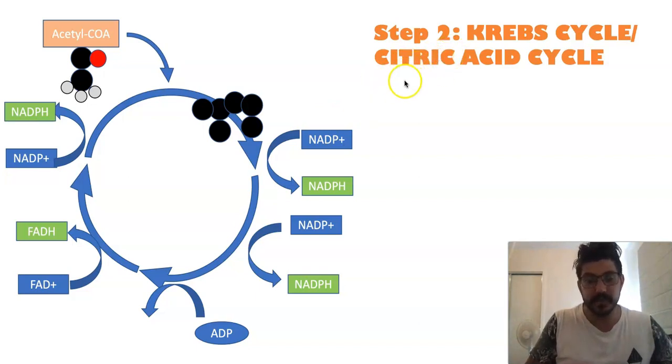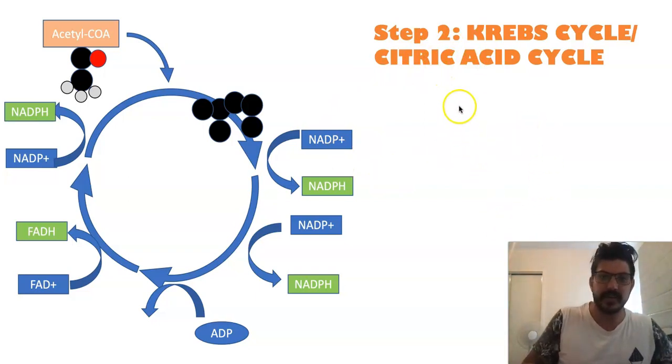Next, we should also mention where this step takes place. This step takes place inside the mitochondrial matrix. So we're inside the mitochondria, and we're actually in that inner matrix part of the mitochondria. That's where this is taking place. All right, so this cycle comes along.